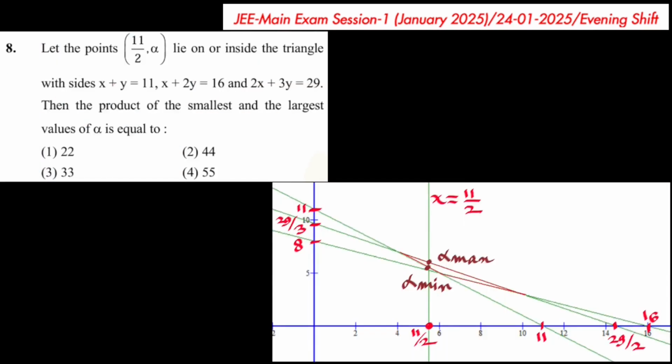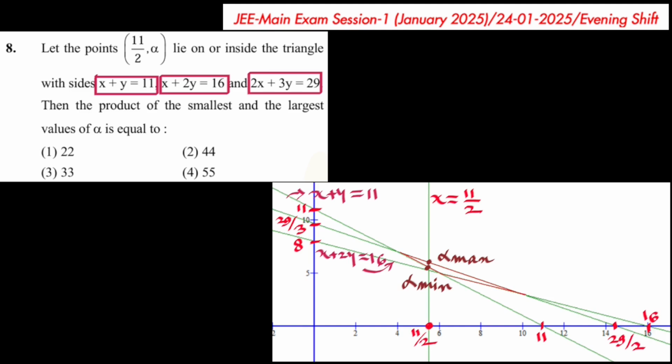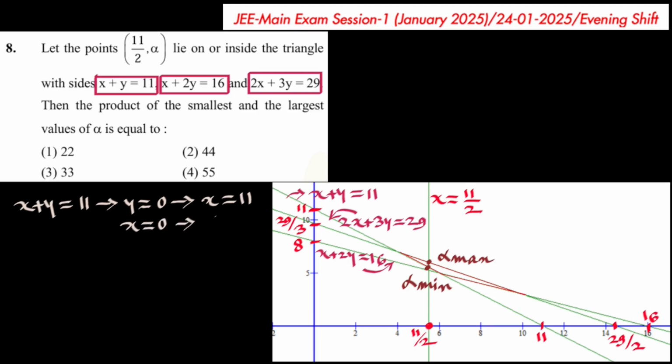In this question, the sides of the triangle are represented by the lines x plus y equals 11, this line, x plus 2y equals 16, this line, and 2x plus 3y equals 29, this line. Line x plus y equals 11 can be drawn by putting first y equals 0 to get x equals 11, and then by putting x equals 0 to get y equals 11.